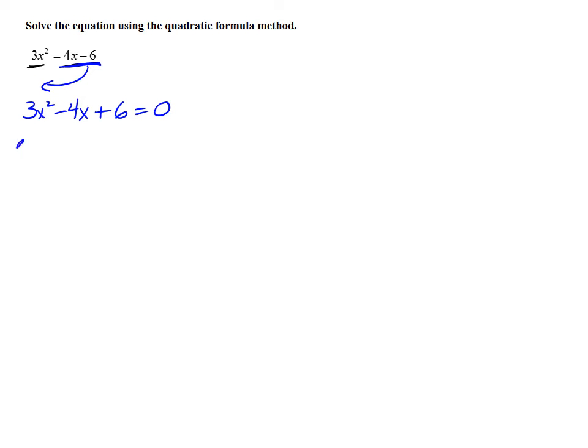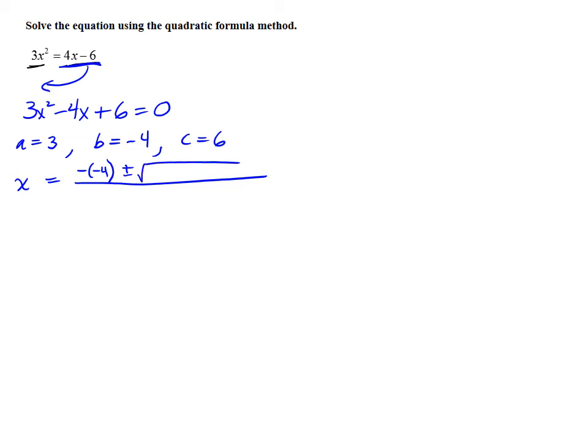Picking out your a, b, and c, a is 3, b is negative 4, c is 6. Plugging that into the quadratic formula, x is equal to negative b, or 4, I should say. This is negative b, so that's negative 4, plus or minus the square root of b squared, so negative 4 squared, minus 4 times a times c, so that would be 4 times 3 times 6, all over 2 times a, which is 3.